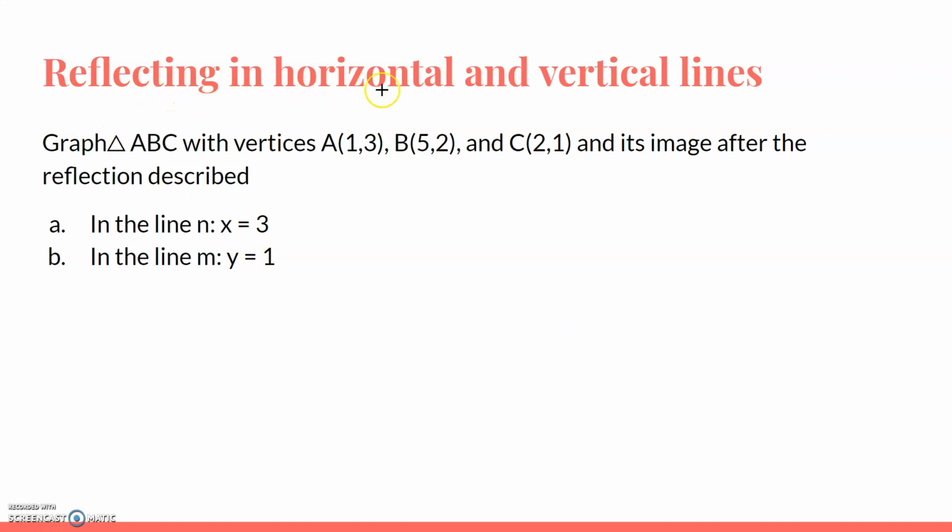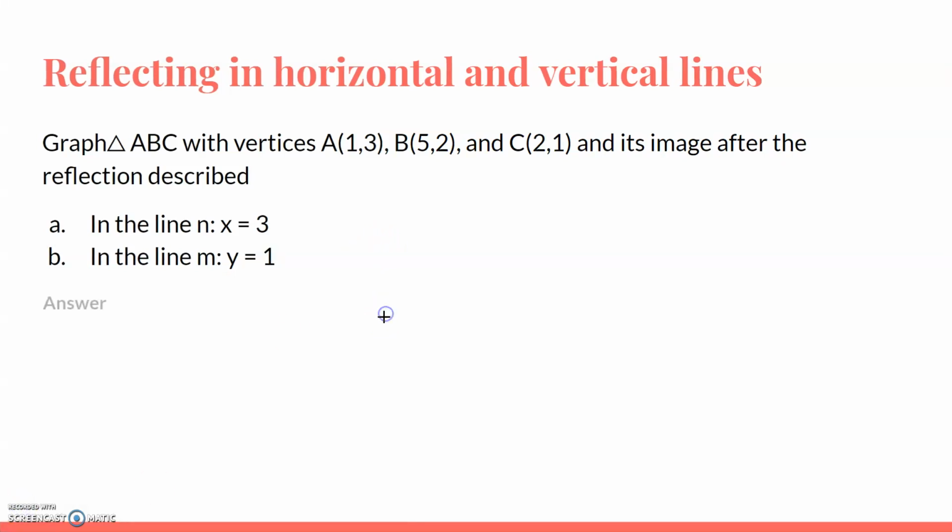Alright, so reflecting horizontal and vertical lines. Graph triangle ABC with vertices A (1, 3), B (5, 2), and C (2, 1), and its image after the reflection described. In the line N, x = 3, and in the line M, y = 1. Pause the video, give it a shot, and then come back for the right answer.